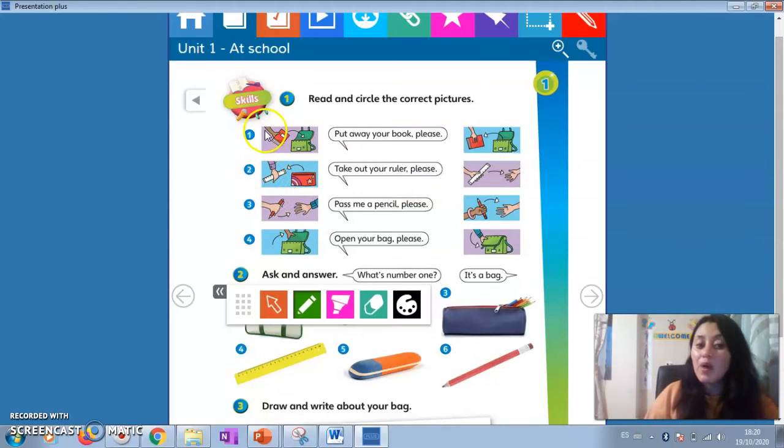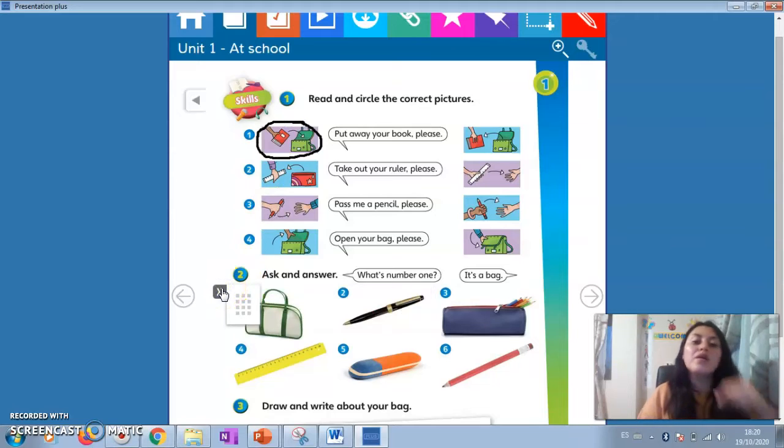So in number 1, it says, put away your book, please. Okay, what is the correct picture? This or this? Put away, remember, what's the meaning of put away? Guardar, ¿cierto? Put away means guardar. So let's circle this picture. This is the correct one. Okay, good.